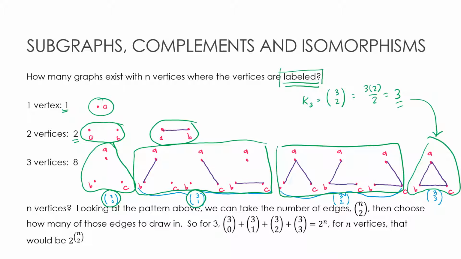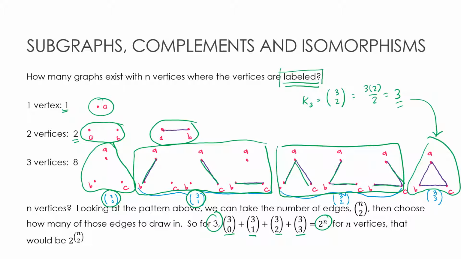3 choose 1, and again that's 3 different versions. I chose one edge, a different one edge, and the last different one edge, and then I looked at 2 edges, a different 2 edges, and the last different 2 edges. And then of course all 3. So to generalize, for 3, I noticed 3 choose 0, 3 choose 1, 3 choose 2, 3 choose 3.